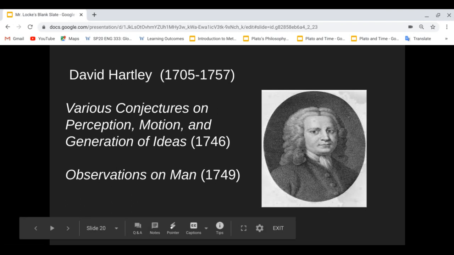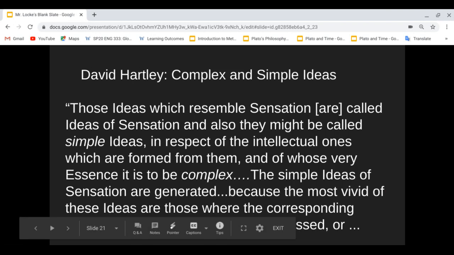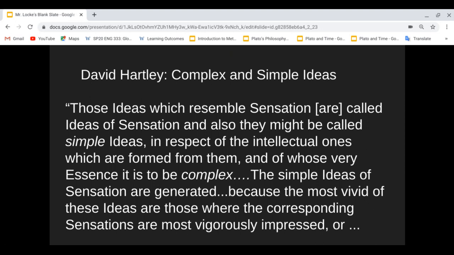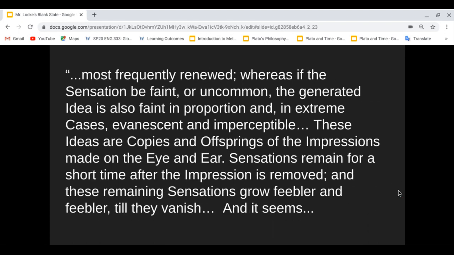All right, so let's see what Hartley says. Hartley is going to make a distinction between what he calls complex and simple ideas. He says those ideas which resemble sensation are called ideas of sensation, and also they might be called simple ideas in respect of the intellectual ones, which are formed from them, and of whose very essence it is to be complex. The simple ideas of sensation are generated because the most vivid of these ideas are those where the corresponding sensations are most vigorously impressed, most frequently renewed, whereas if the sensation be faint or uncommon, the generated idea is also faint in proportion.